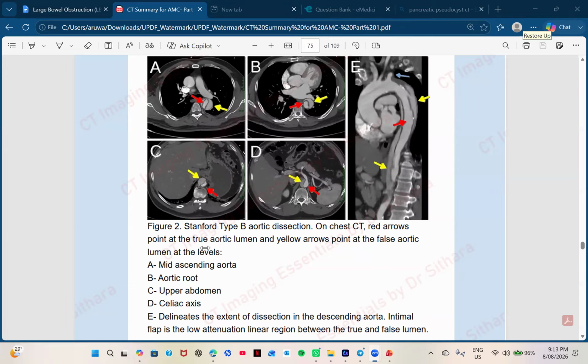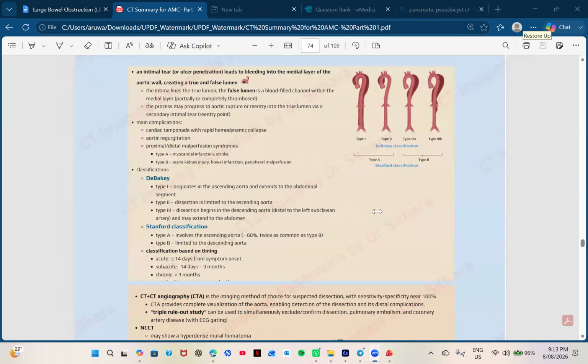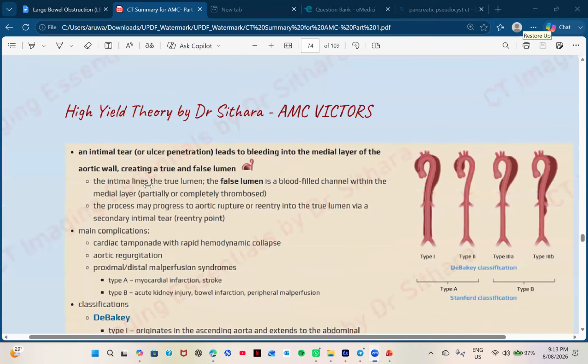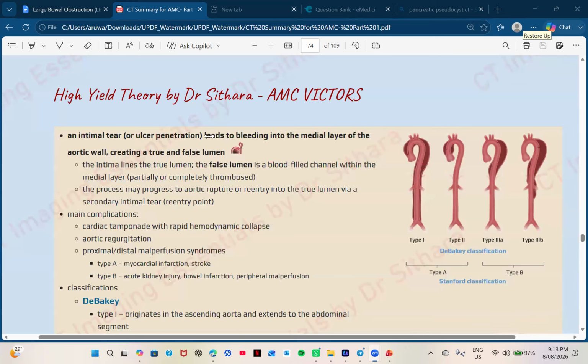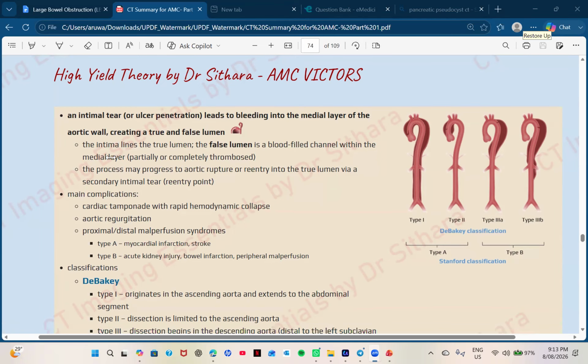The red arrows point to the true aortic lumen and the yellow arrows point to the false aortic lumen at this level. Everyone is having the idea, right? It's an intimal tear or ulcer presentation leading to bleeding into the medial layer of the aortic wall, creating a true and false lumen. The intima lines the true lumen. The false lumen is a blood-filled channel within the medial layer.